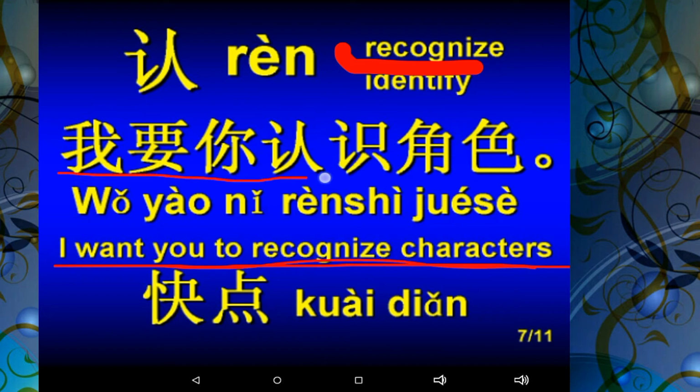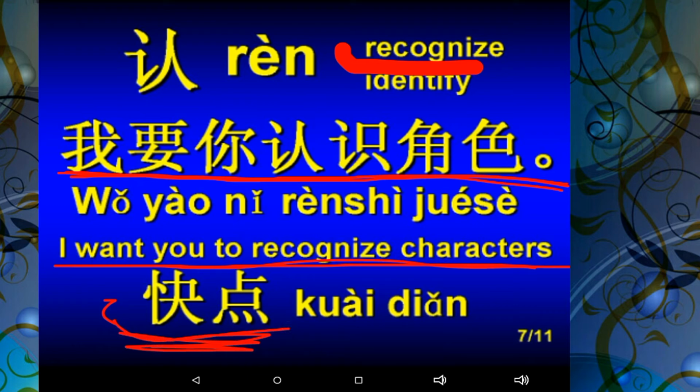我要你认识角色。重复。我要你认识角色。重复。快点。我要你认识角色。Now, you notice I always say 快点. Well, here it is. 快点. The character is 快点. And what do they mean? I think you guys already know what 快点 means. It means fast time, or quickly. So I want you to recognize characters very quickly. That's my goal for you.